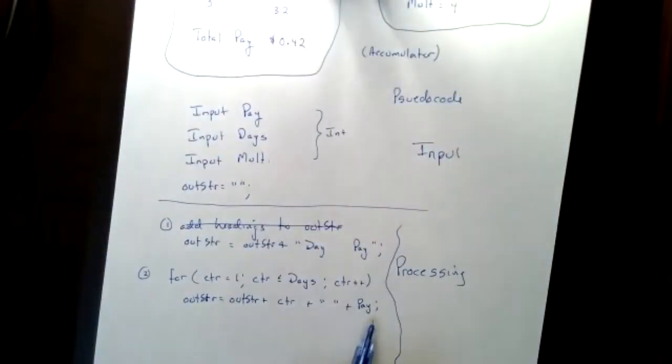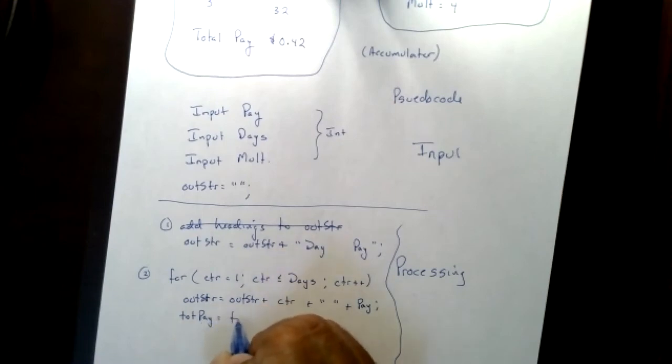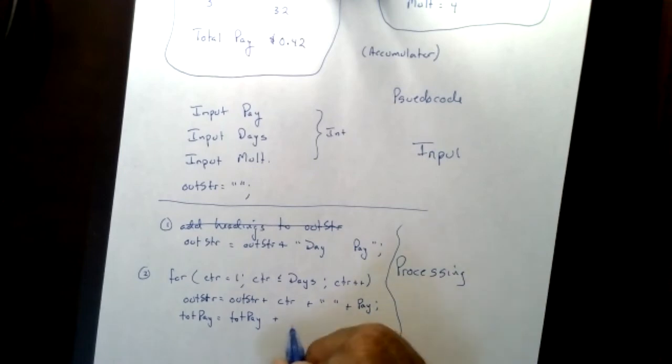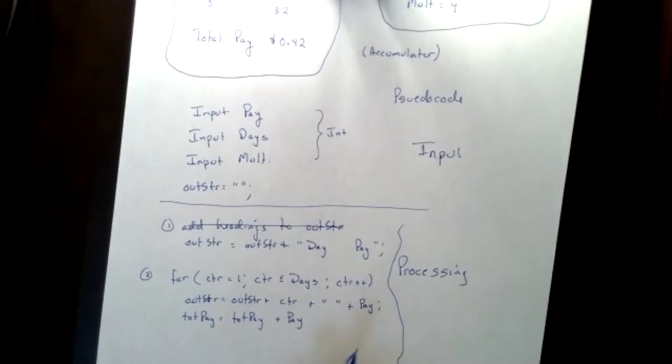Okay, so I got paid 2 cents on the first day. I'm going to have a variable called tot pay. And I'm going to say I want to keep adding whatever it is to the total pay. So I'm going to add pay. So I added to my output string. I added to my total pay. Now I need to update counter, which is going to do that all by itself. But I also need to update pay.